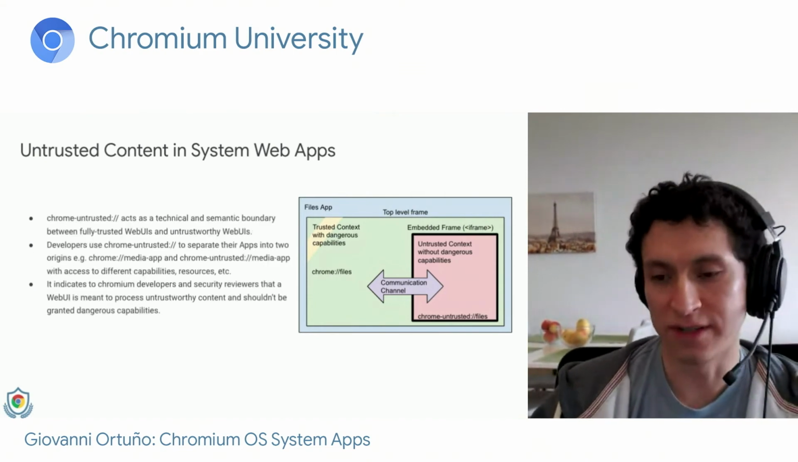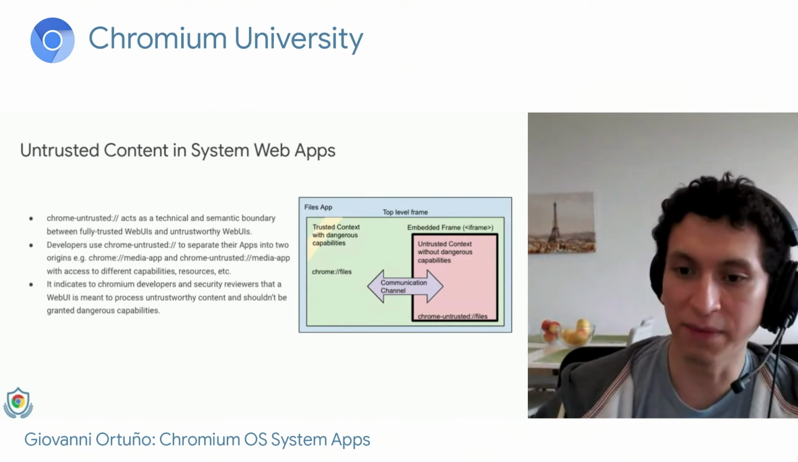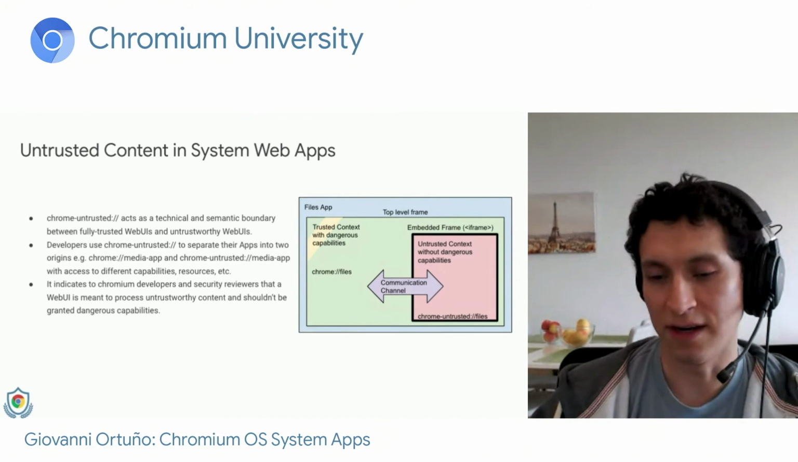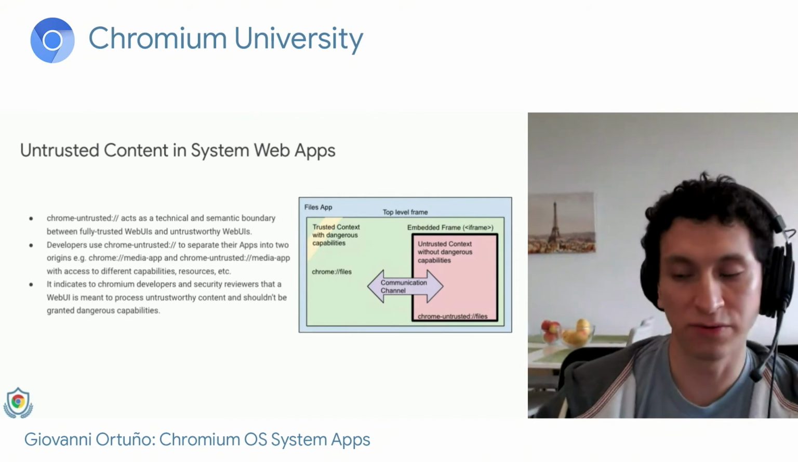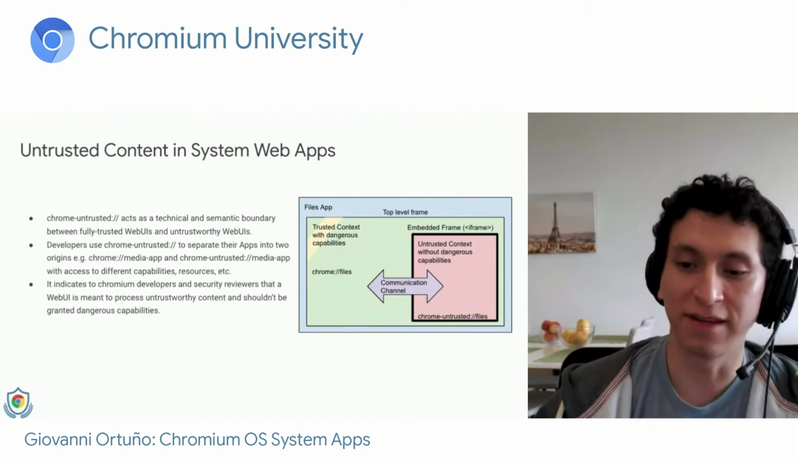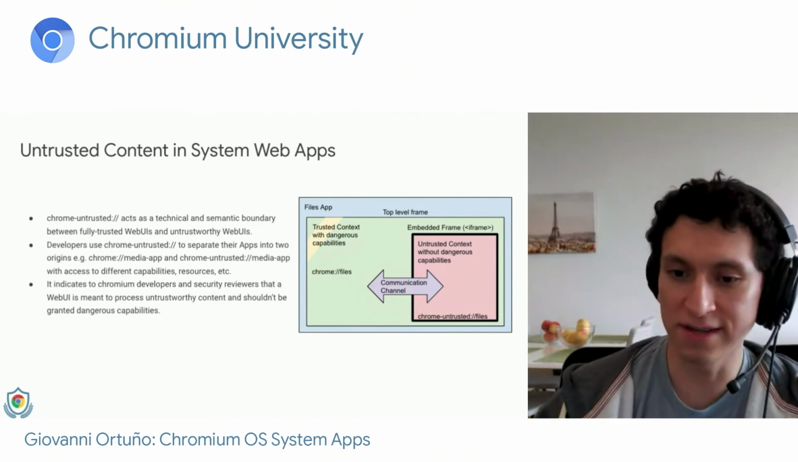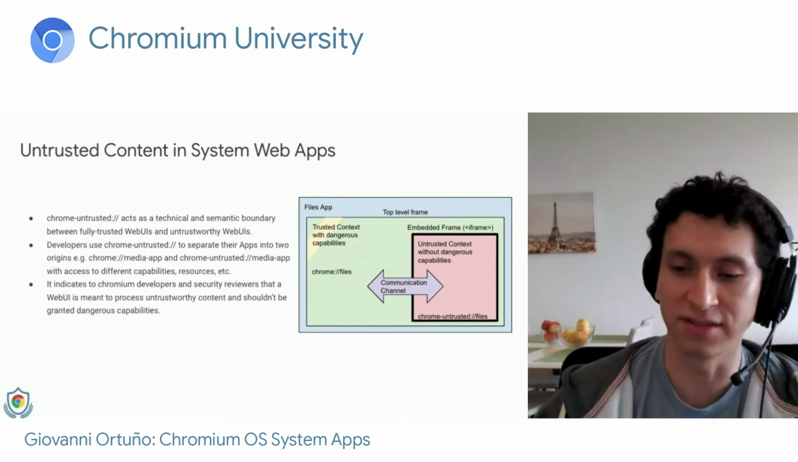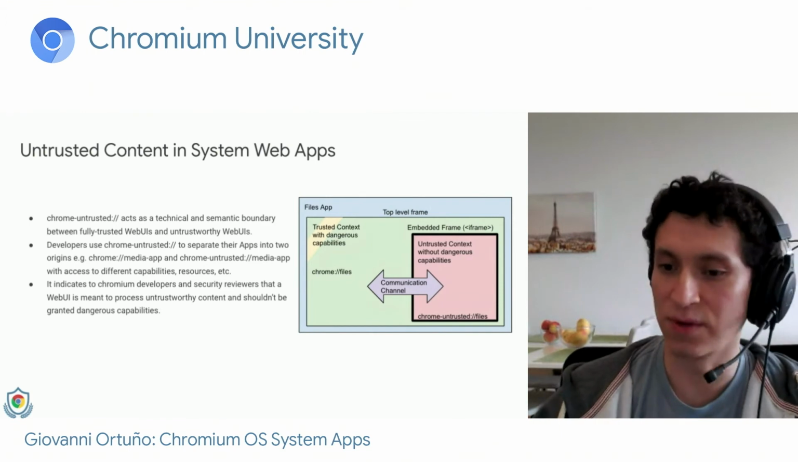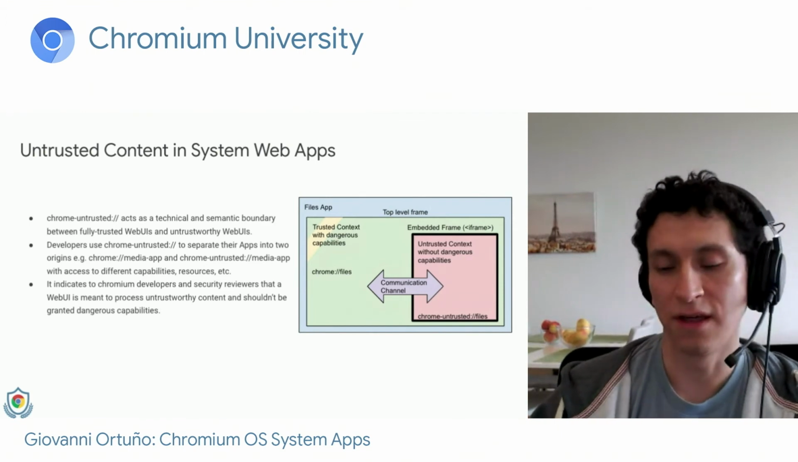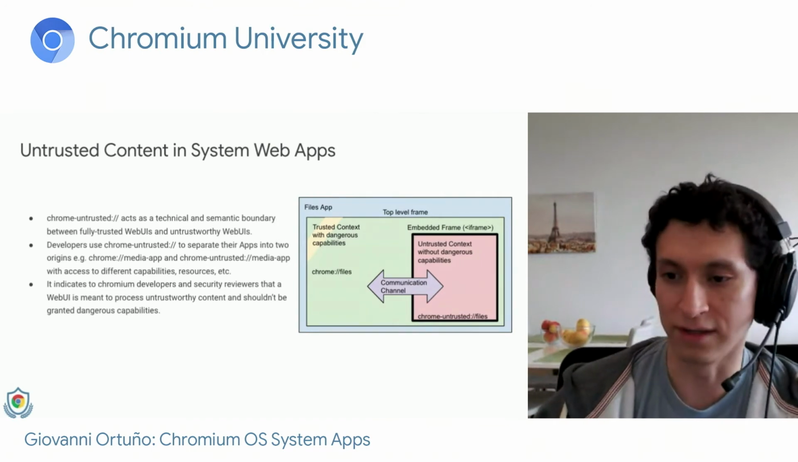So what is Chrome Untrusted? As I said, it's just a different scheme, also backed by Web UI, but it doesn't get granted any capabilities. It serves as a technical and semantic boundary for apps. They can split their apps into a trusted component, which we call a trusted context, and an untrusted context. In the trusted context, you get access to all the APIs that you want, like file system, camera, all those things are done in the trusted context.